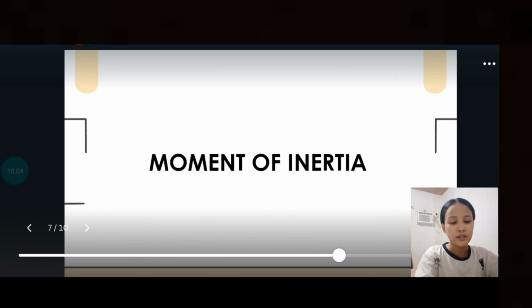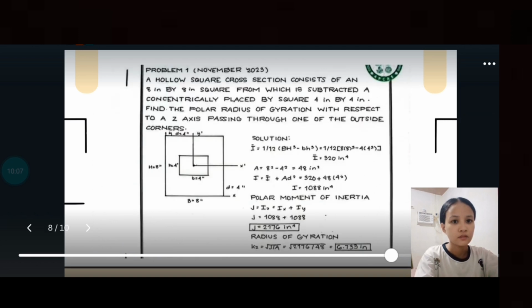Next, moment of inertia. Problem 1. A hollow square cross-section consists of an 8 inches by 8 inches square from which is subtracted a concentrically placed square 4 inches by 4 inches. Find the polar radius of gyration with respect to a z-axis passing through one of the outside corners.